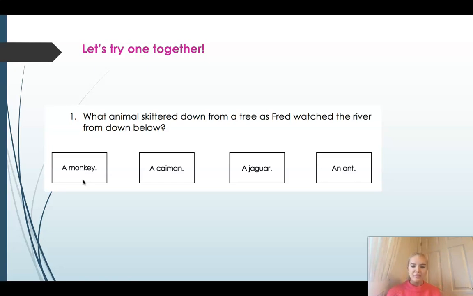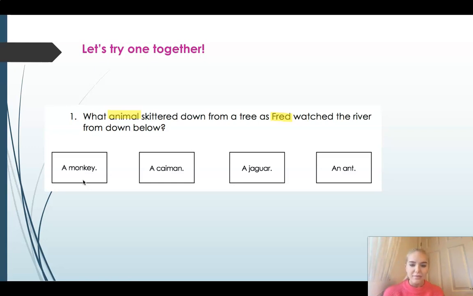Now, I can think of my keywords here. If I'm thinking of my keywords, I could say that animal is a key word. I know that I am looking for an animal, so my answer must be an animal. I could think that maybe Fred could also be a key word because that is the person who I'm looking for in the text who was watching the river from down below. And once I've thought about my keywords in my question, I can start to think about the answers that I have available and think, what answers are most sensible?